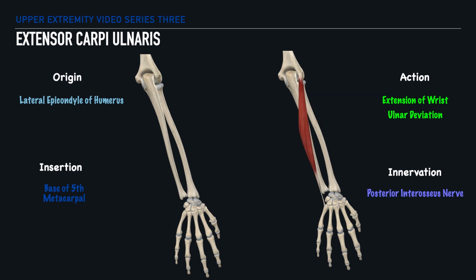Next up on our list is the extensor carpi ulnaris. This muscle originates on the lateral epicondyle of the humerus and it inserts on the base of the fifth metacarpal. In terms of its actions, it performs extension of the wrist in addition to ulnar deviation, and it is innervated by the posterior interosseous nerve.